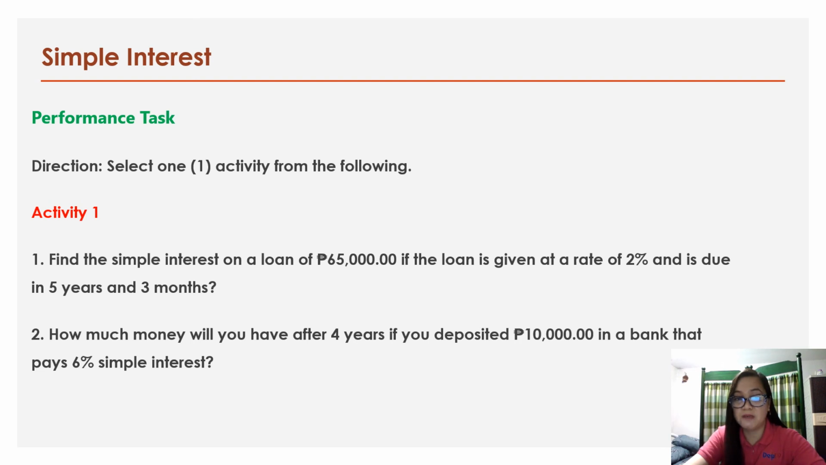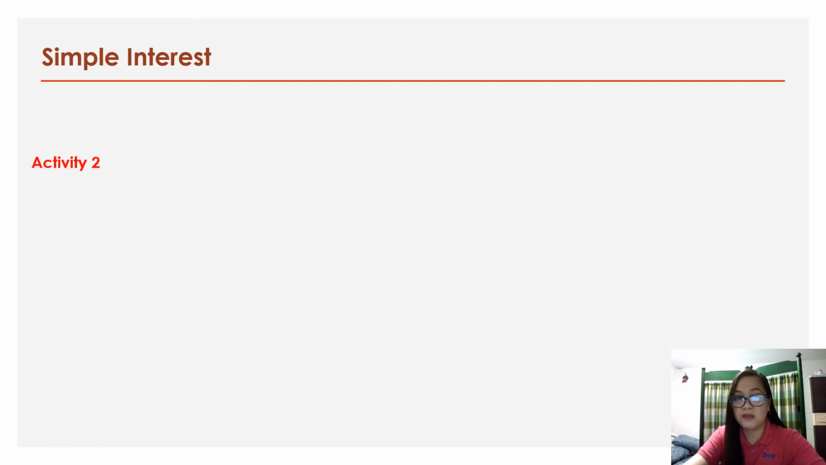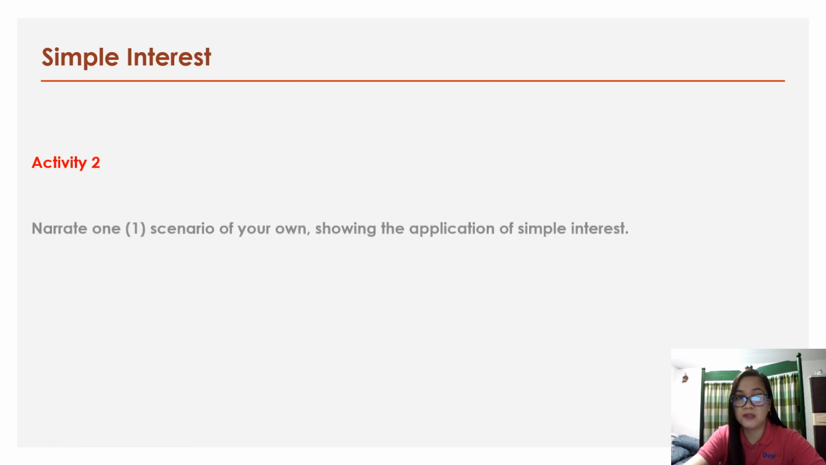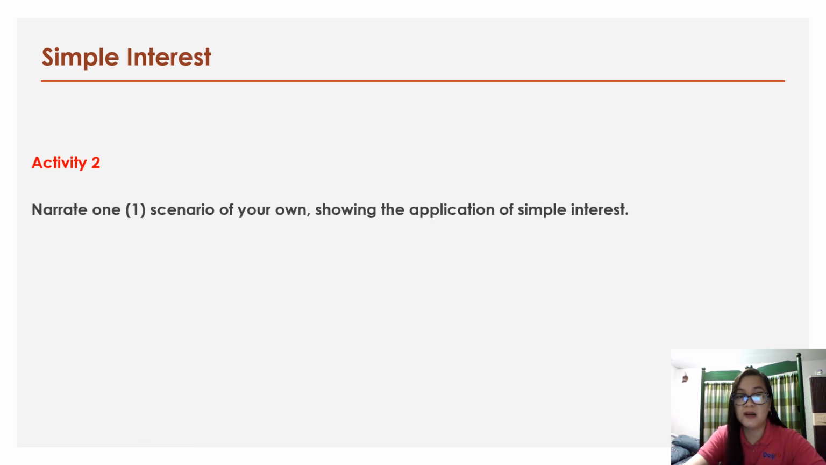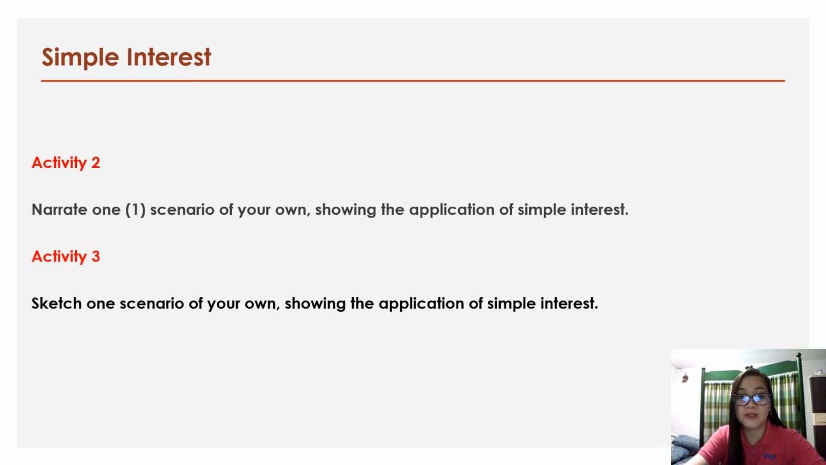You may choose activity 1, or we have another activity 2. You can choose this. Narrate 1 scenario of your own showing the application of simple interest. You may choose this, or you may choose activity 3, which is to sketch 1 scenario of your own showing the application of simple interest. Any of the 3 activities, you may choose one of them. Okay? Then after that, you're going to submit to me your output in our Google Classroom.